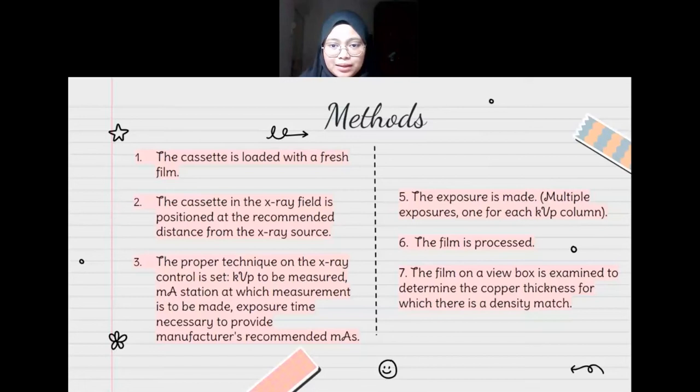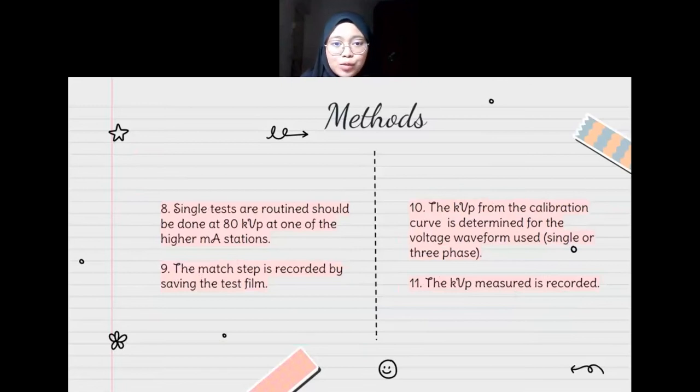The film is processed. The film on the view box is examined to determine the copper thickness for which there is a density match. The use of a densitometer is recommended for highest precision, interpolated between steps for accuracy. Next, single tests that are routine should be done at 80 kVp at one of the higher mA stations. The match step is recorded by saving the test film. The kVp from the calibration curve is determined for the voltage waveform used, either single or three-phase. Lastly, the kVp measured is recorded.